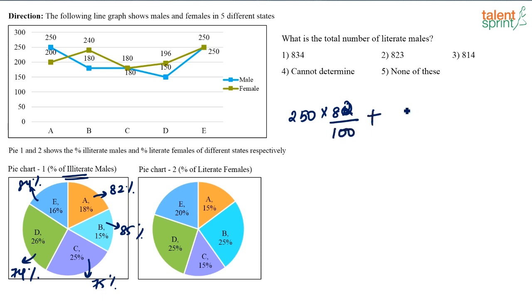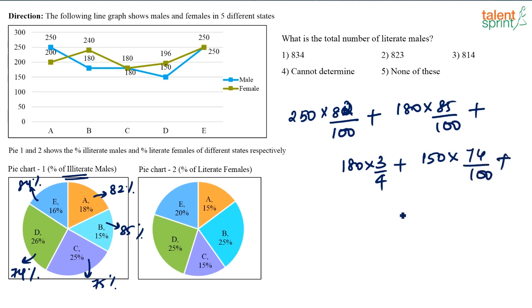82% of that plus 180 into, that is 85% of 180, and again another 180, 75% of that, that is 3/4 of that. Then we have D, which is again 150, 74% of that, and we have E, which is 250 and 84% of that. You have to basically find out this answer. So what do you get the answer for this as? Options are also very close here, right? So you have to find the answer for this one.